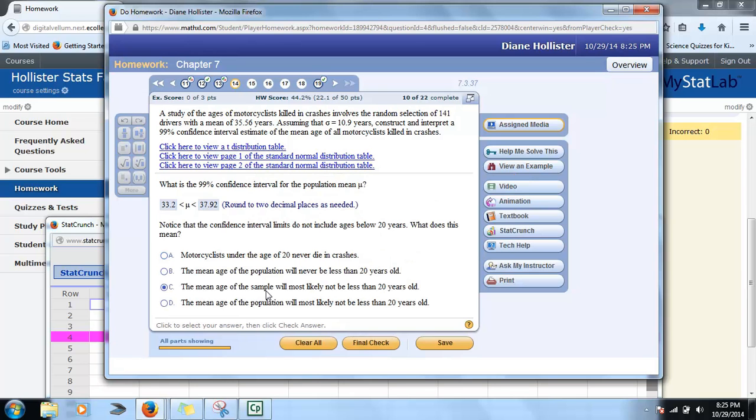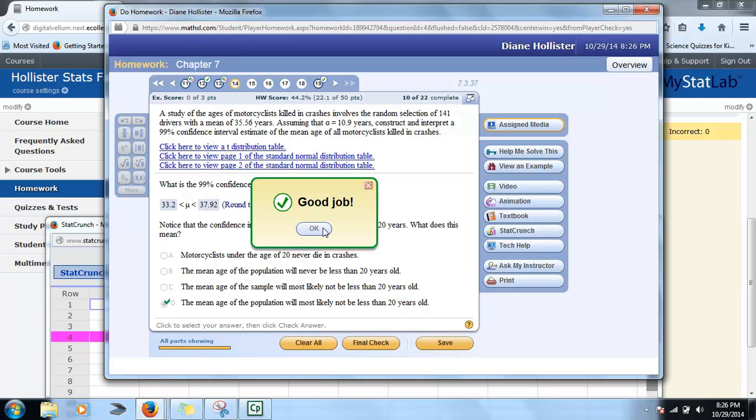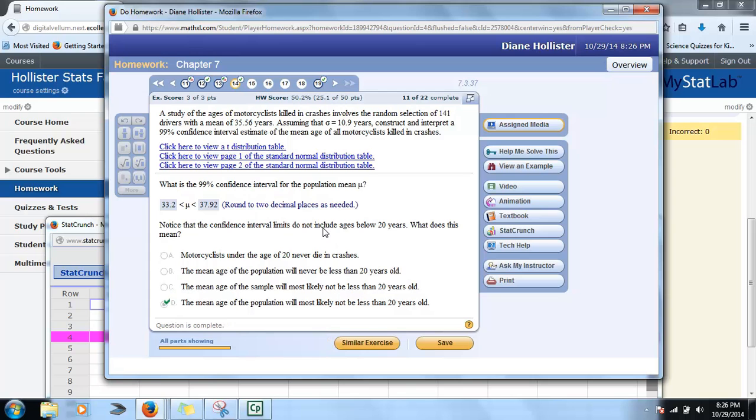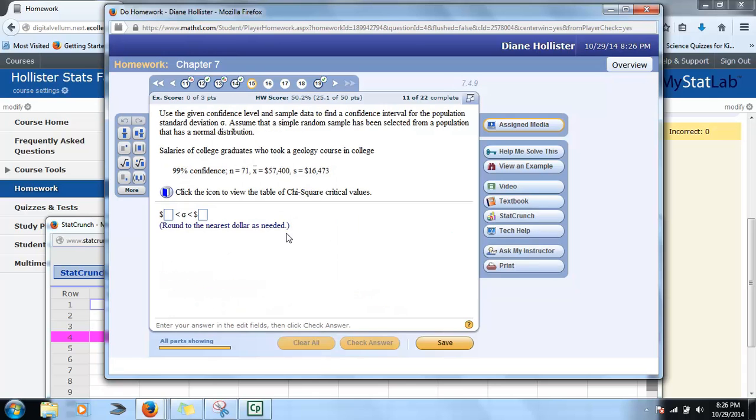Wait, look what I clicked. I clicked sample. Make sure that you choose population. Remember that the confidence interval is talking about the population. Good point to think about when I'm doing my homework. That's a mistake that students frequently make. Number 15. What's different on number 15?